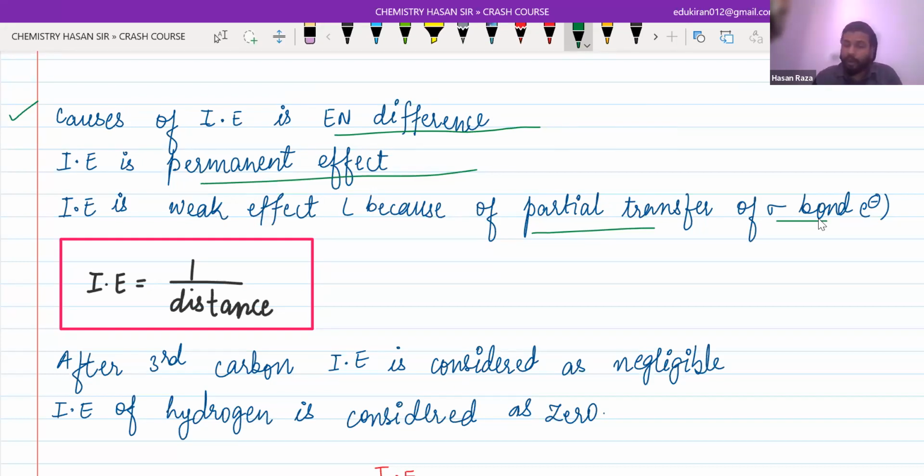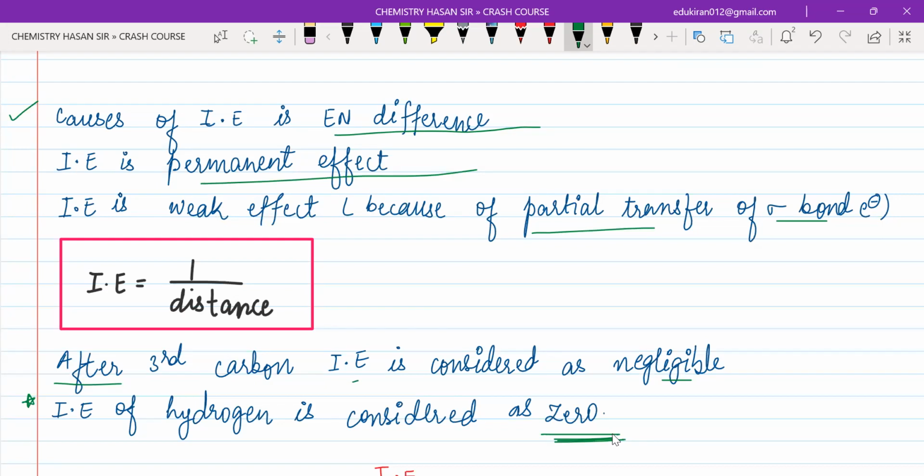Inductive effect operates through sigma bond, and sigma electron is partially displaced, not completely displaced. If complete displacement takes place, the effect will not be known as inductive effect. And here I have again written that inductive effect is inversely proportional to distance. Then after the third carbon, inductive effect is considered negligible. And also it's very important to note that the inductive effect of hydrogen we consider as zero. Is that clear to everyone?